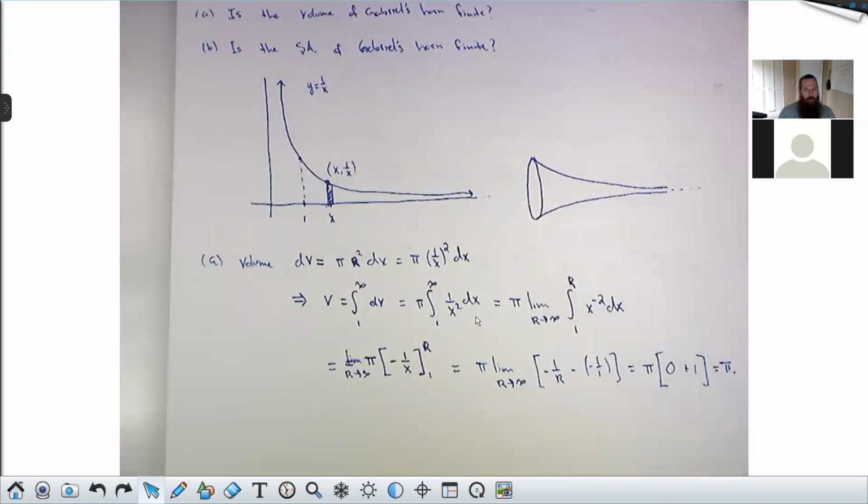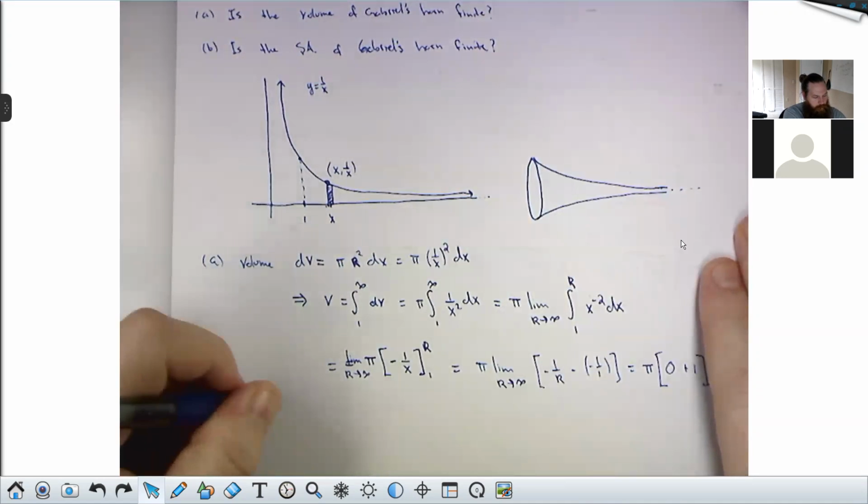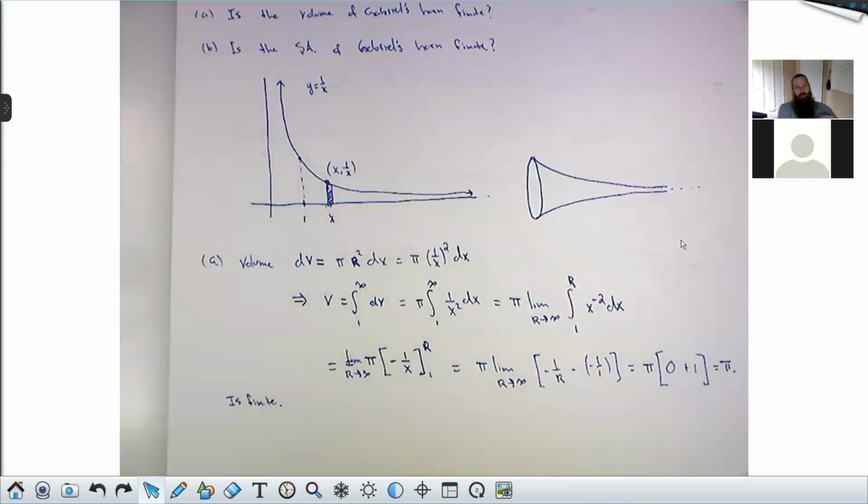So the volume of Gabriel's horn, the amount of stuff it takes to fill Gabriel's horn, is finite. Right? The improper integral that represents the volume is convergent. So, for example, if you had a big can of paint, you could fill Gabriel's horn, right? Just turn it up on its side, plug the bottom, and fill it. It takes this much paint, pi, to fill that thing.